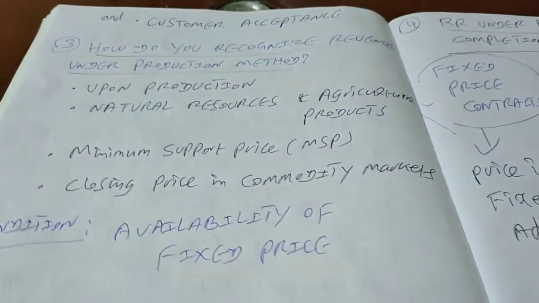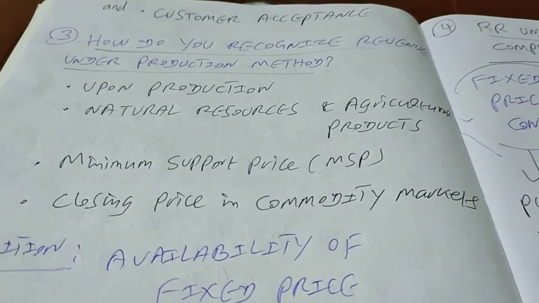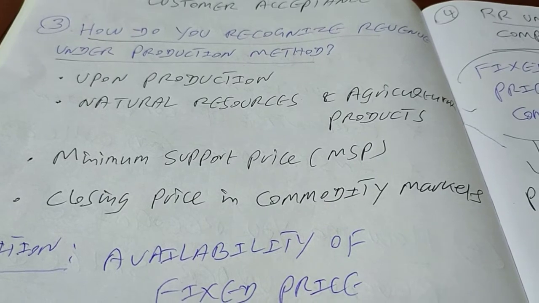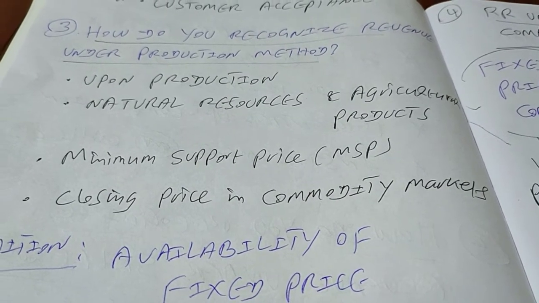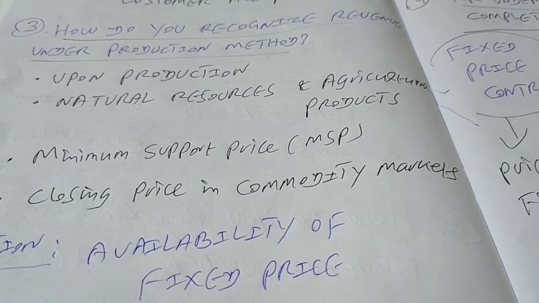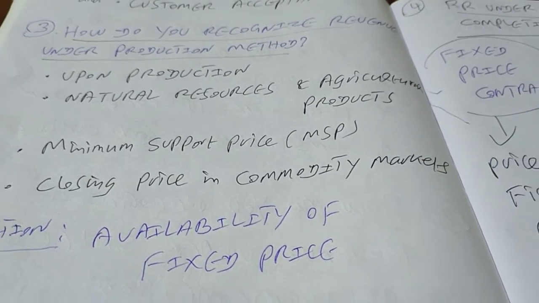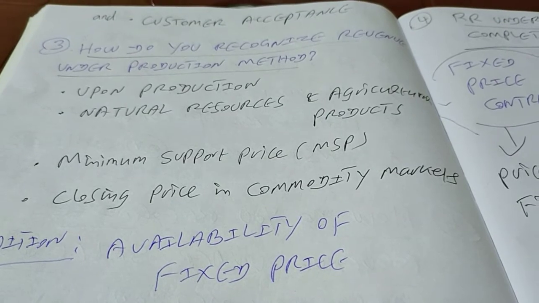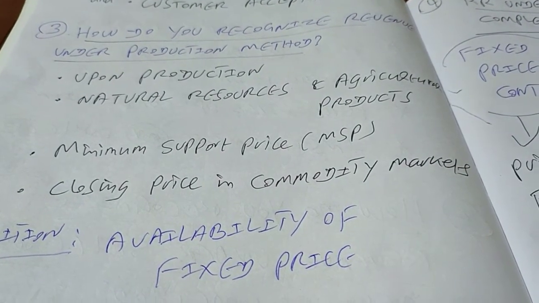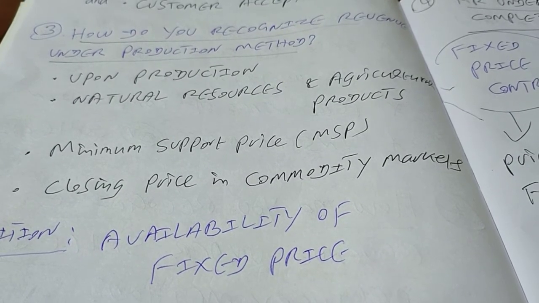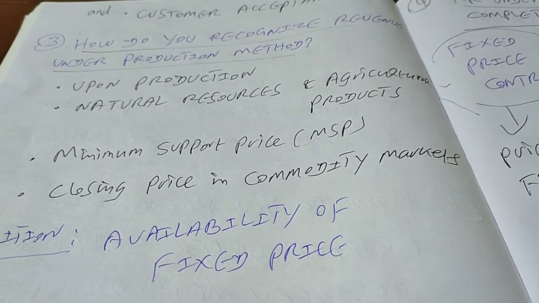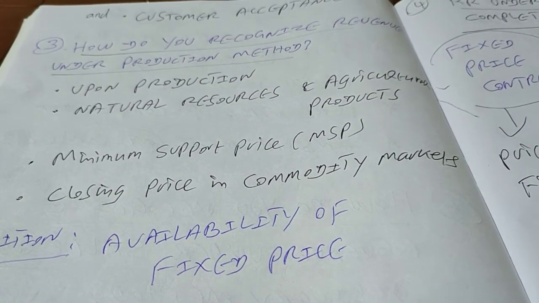The second method is production method. It is not a common method. It is normally used for agricultural products or natural resources. In case of agricultural products, in most of the countries, the government goes about supporting the farmers by way of providing minimum support price. So the price is fixed. In case of countries where commodities are traded, you can try to get the closing price of the commodity on a particular date. So that becomes the base on which you can recognize revenue.